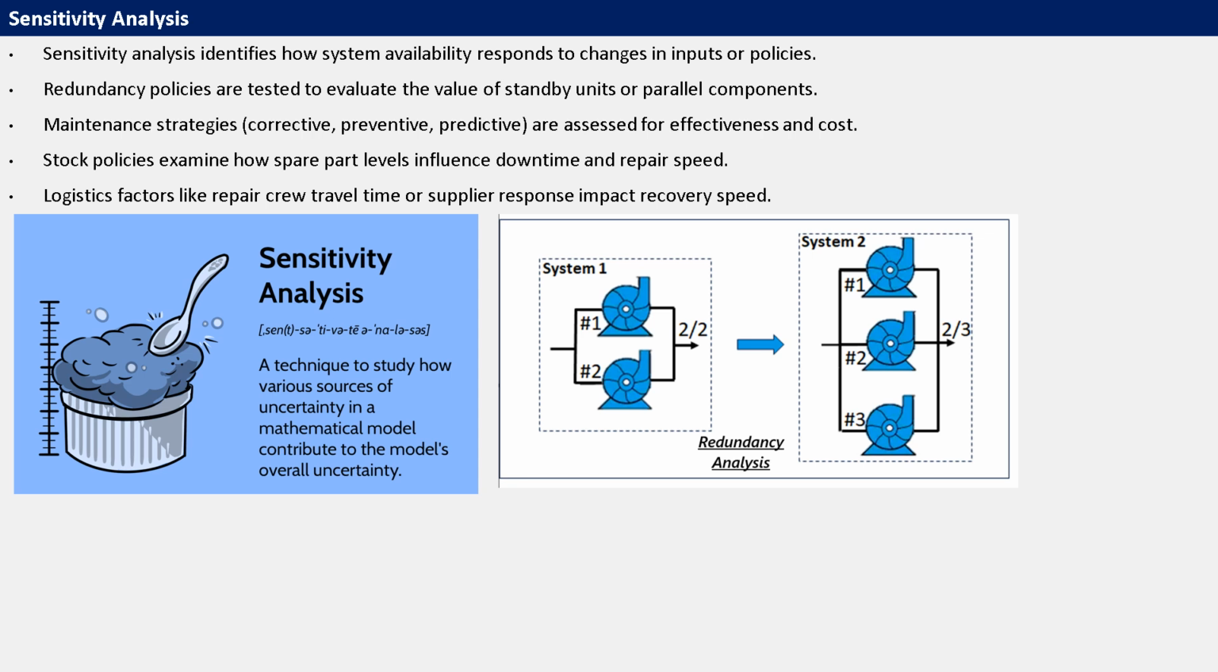Logistics is often an overlooked but critical factor. Delays due to travel time for repair crews, slow supplier response, or lack of immediate access to tools and documentation can all extend downtime. Sensitivity analysis quantifies the impact of these logistical variables, showing how even minor process improvements can lead to measurable gains in system availability.